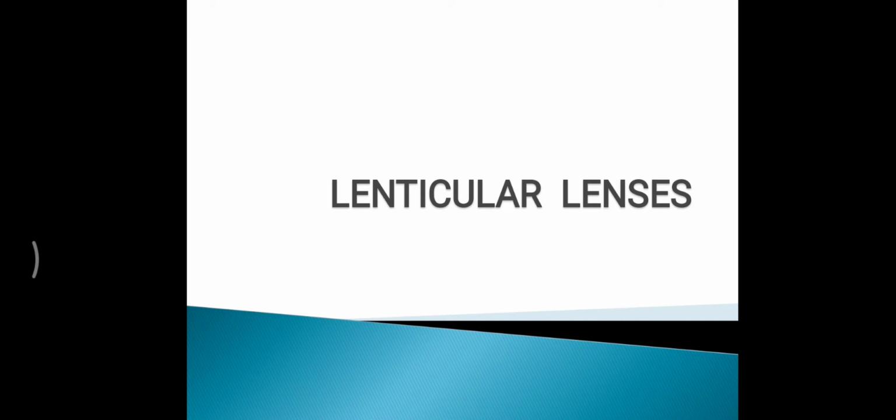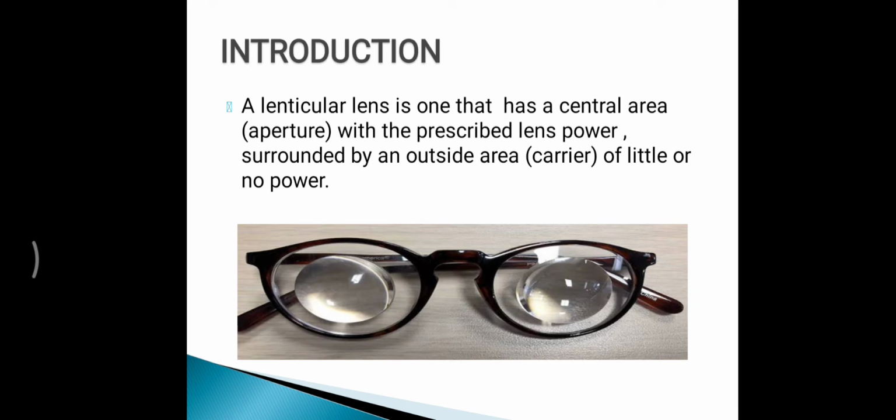After a long time I came with a new topic which is very common, but many optometrists are not aware of lenticular lenses. So today our topic is lenticular lenses. A lenticular lens is one that has a central area, called the aperture, with the prescribed lens power, surrounded by an outside area, called the carrier, of little or no power.